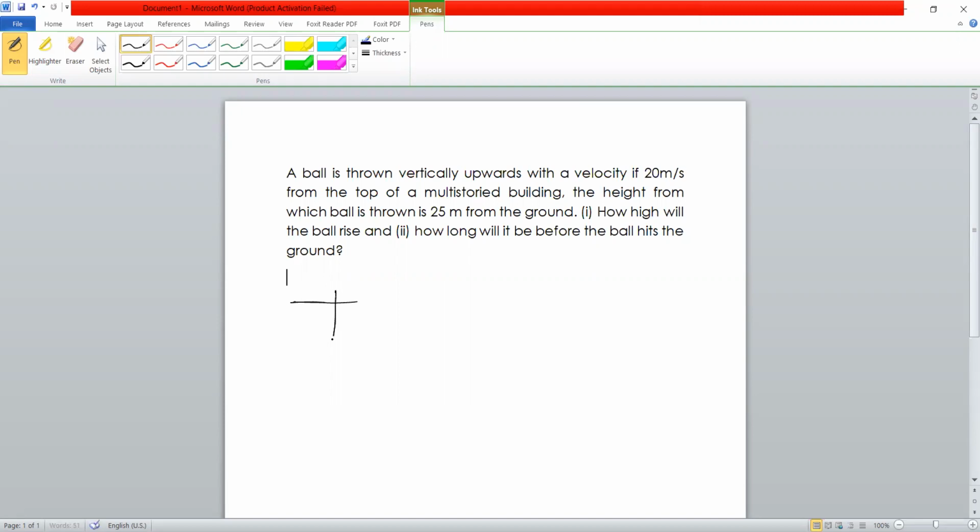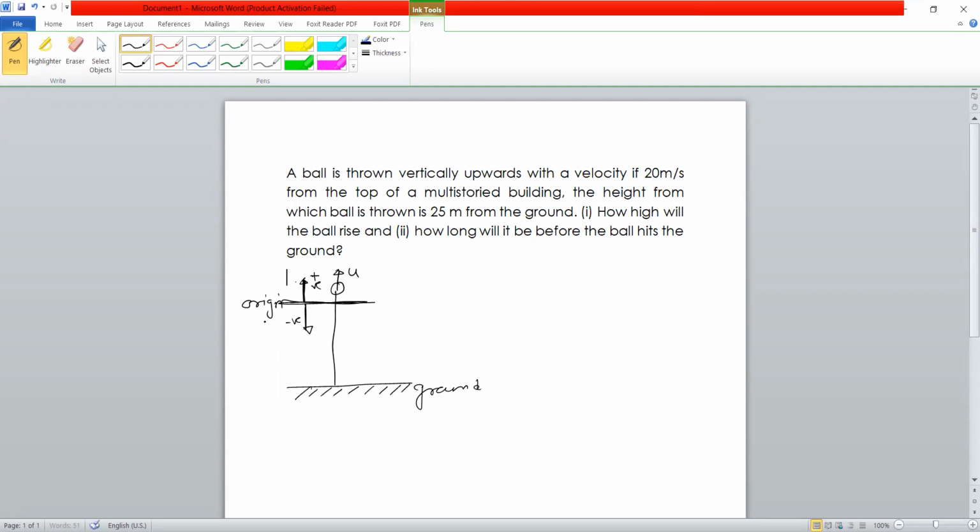So suppose this is the tower, this is the ground, and the ball is thrown from here in the upward direction with velocity u. First of all, we'll take a reference frame, with origin at this level. All the measurements in this direction will be taken as positive, and all the measurements in this direction I'll take as negative.